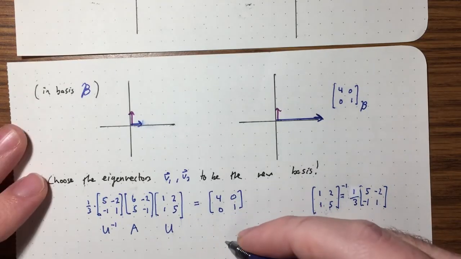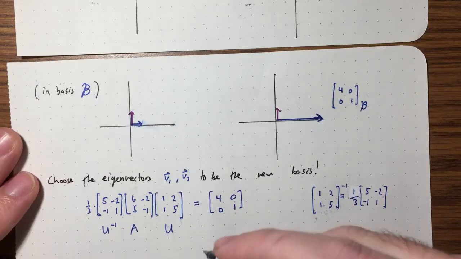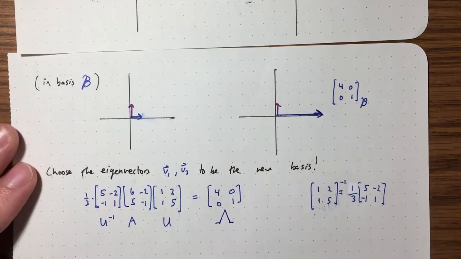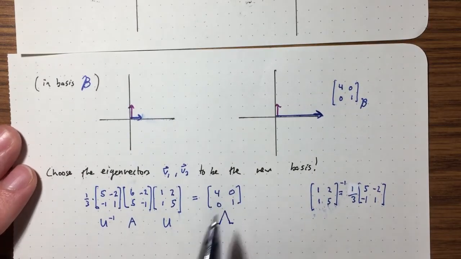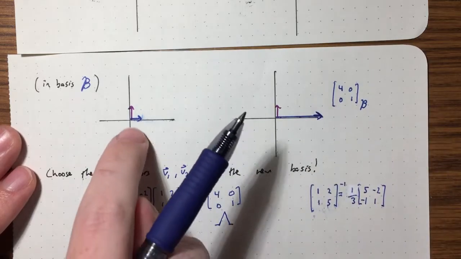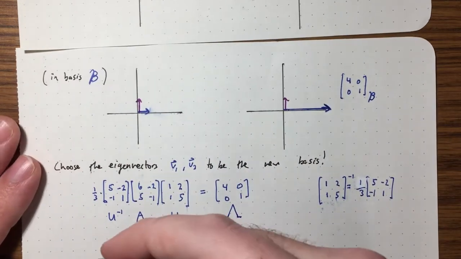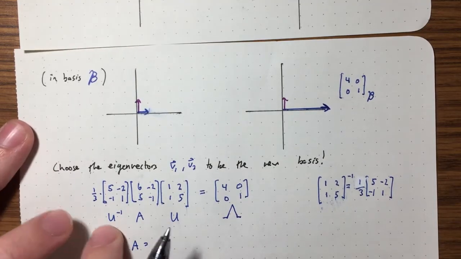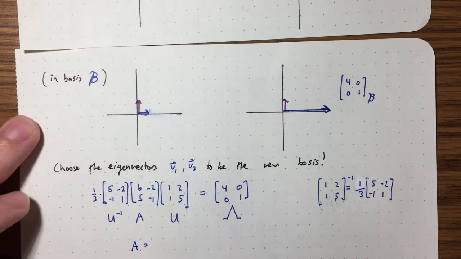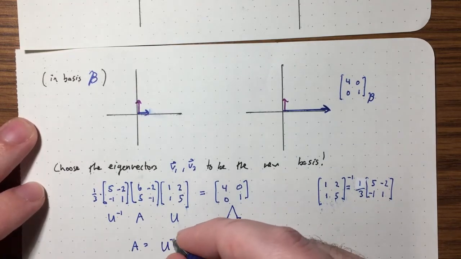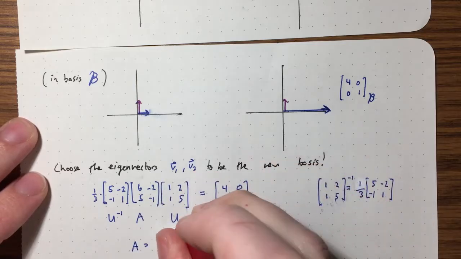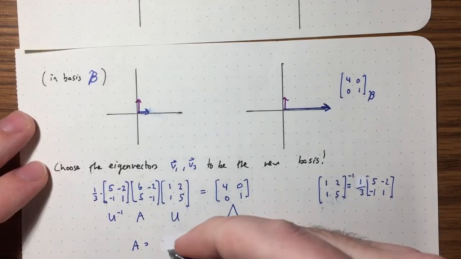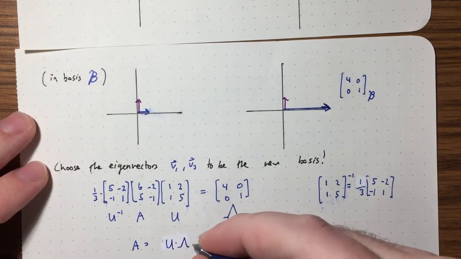And notice we can write A as, well, let me call this one capital lambda, because you see the diagonal entries. What are the diagonal entries? Well, they're just the eigenvalues, right? They're the scale factors. So you see, we can write A as, if we multiply by U on the left and U inverse on the right, A is U times lambda times U inverse, and that's diagonalization.